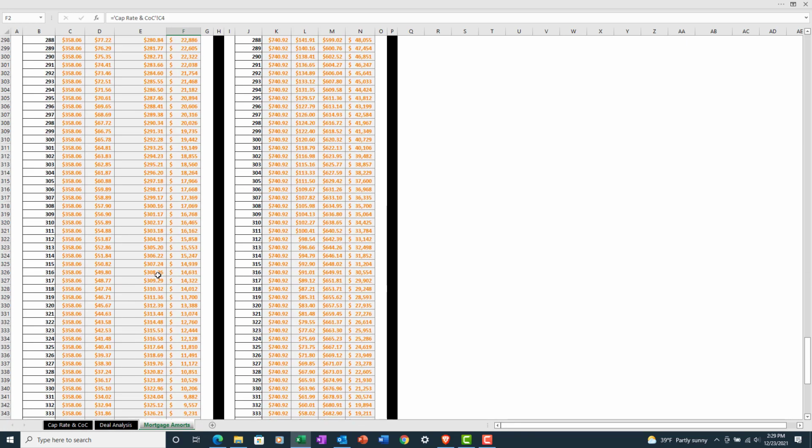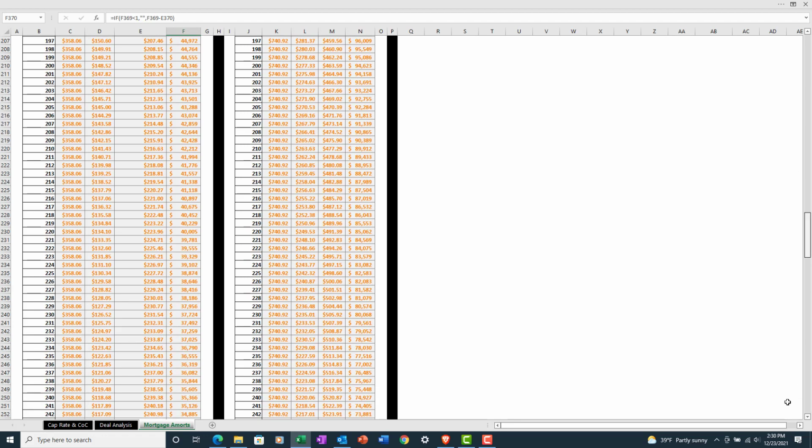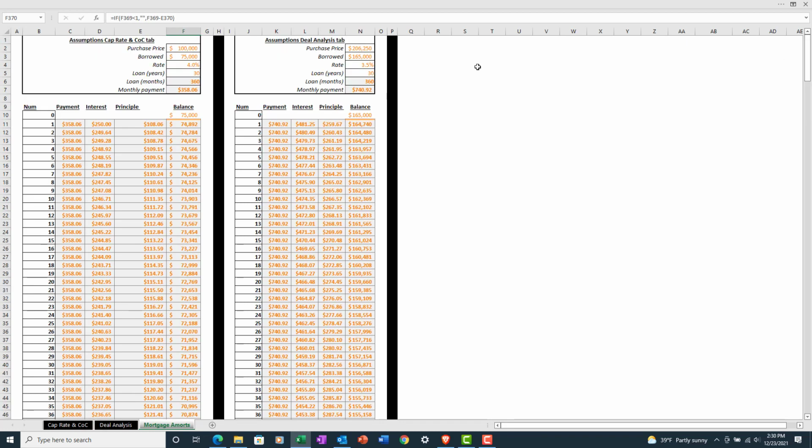And then on the right hand side, you can see this comes down, works out to zero, so you know the calculations are working correctly. On the right hand side, we have the same exact calculations, with the only difference being the inputs pull over from our deal analysis tab that we were just looking at a few minutes ago. So the assumptions are the only thing changing here, and they're tied to the other two tabs. So making a change on one of these two tabs will update the amortization tables.